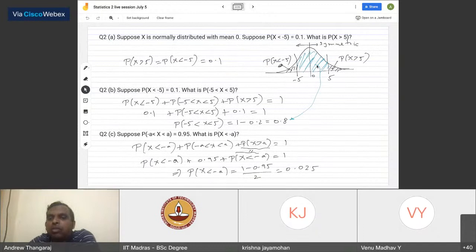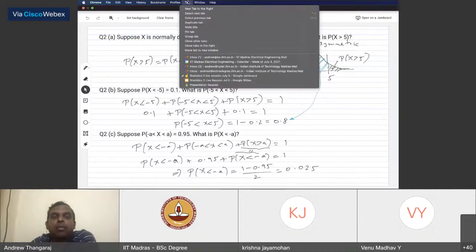So this picture is sort of nice to remember. About 0, you have symmetry. So if you have -5 and +5, it should be the same. So you just get 0.1. And once you have the symmetry, and once you know that these three things have to add up to 1, and you know this and that are the same, every other equation just follows from there. Okay, so straightforward enough.